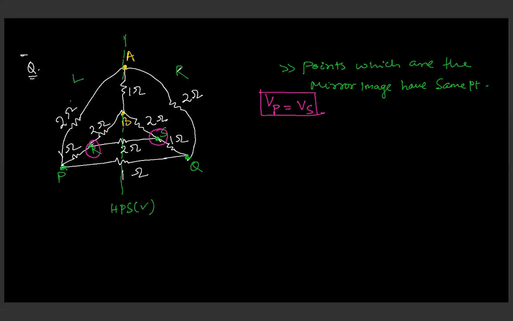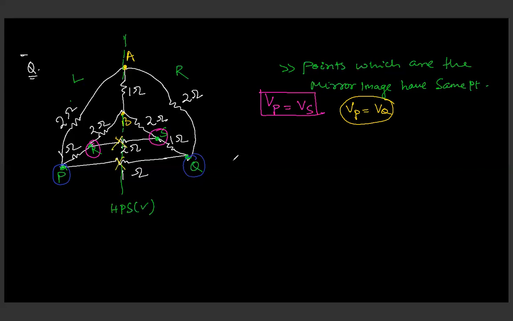Similarly, the other points I found are P and Q. So we will be writing Vp is equal to Vq. So what is the meaning of it? That means any resistor that is connected in between them will have no effect. Let's remove them. This is gone and this one is gone.